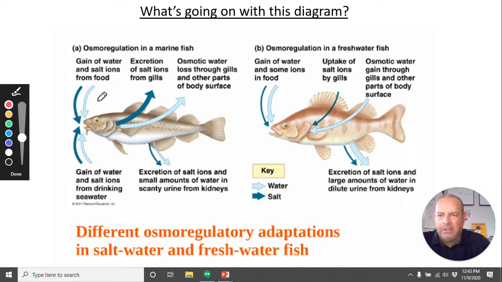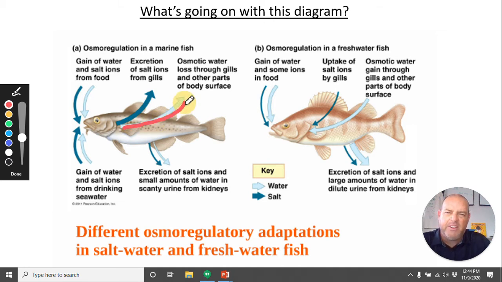Well, let's look at the arrows again of what's going in. So this guy's a marine fish, he's out in the ocean, right? So when he takes in water, he's getting a lot of salt ions in there. He's also getting it from his food, and from the drinking water. So the dark blue arrow is the salt and the light blue arrow is the water down here. As things come in and go across the gills, he's getting rid of a lot of salt, right? Excretion of salt ions from gills, and over here, osmotic water loss through gills and other parts of the body surface.